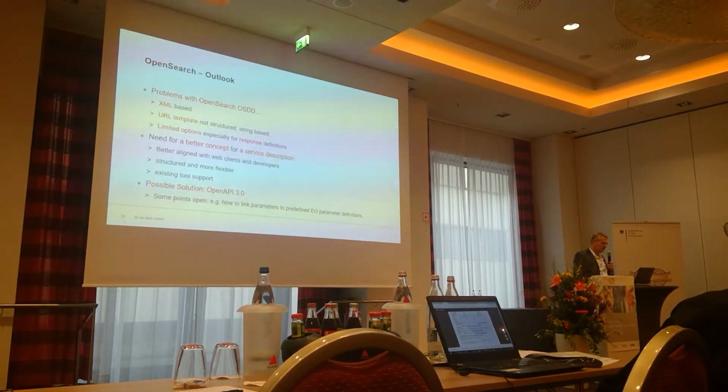And so we're currently discussing that there is a need for a better concept for the service description, which is better aligned with web clients and developers. And this could be, for example, OpenAPI, which is currently the standard for REST APIs. It's been out for a few weeks. The predecessor was Swagger and OpenAPI 2.0. But there are currently some points still open, like the linking between the parameters we defined and how to get to the vocabularies there.